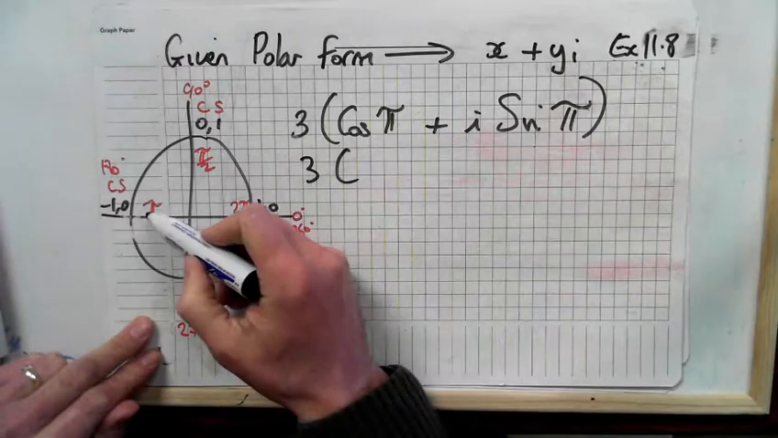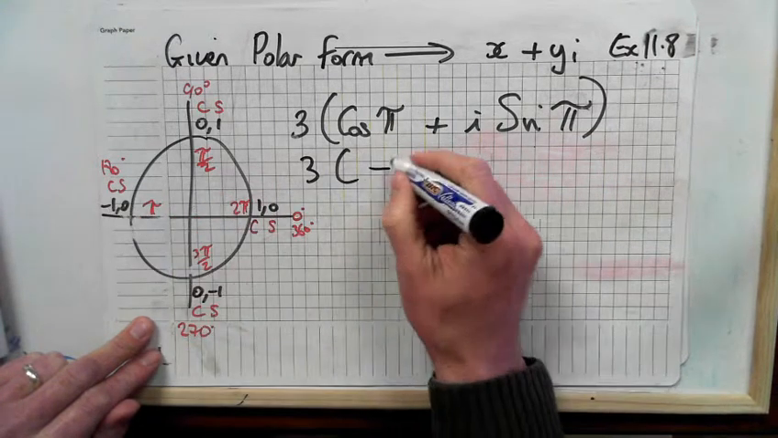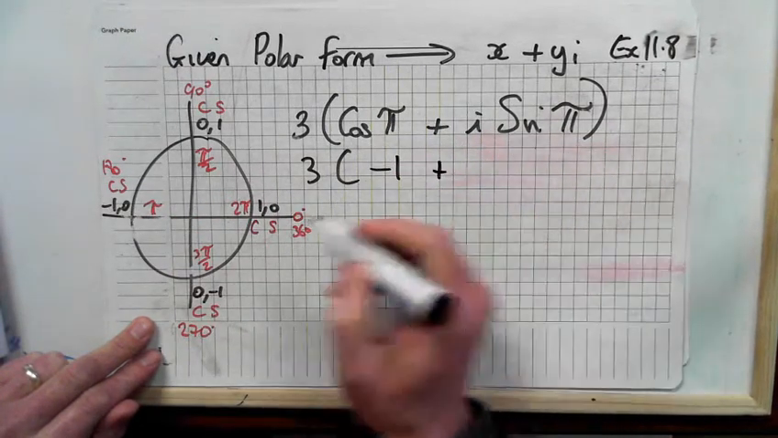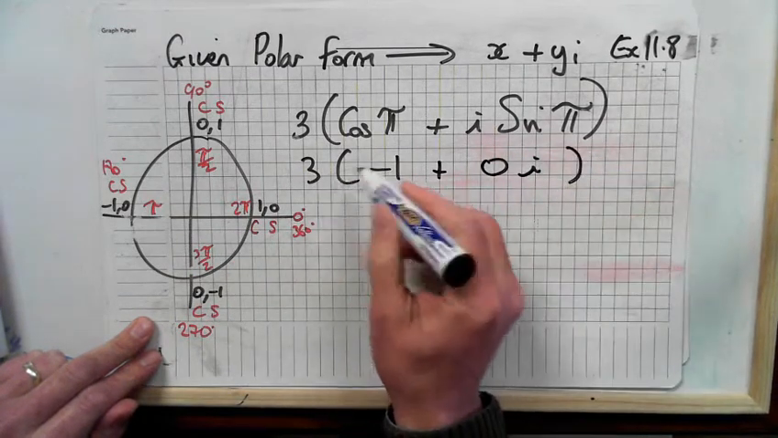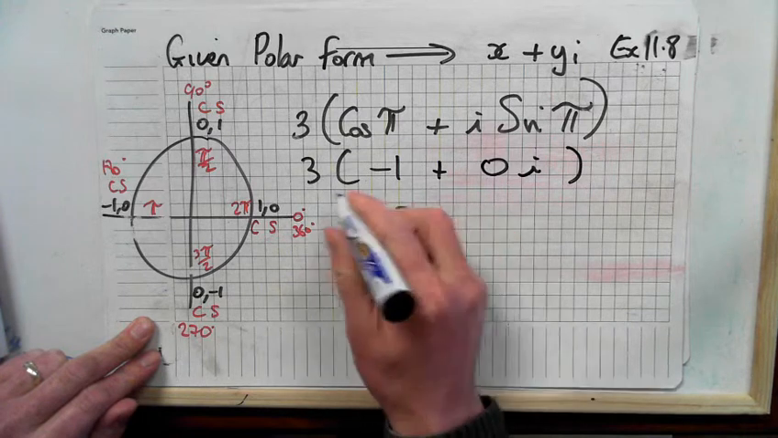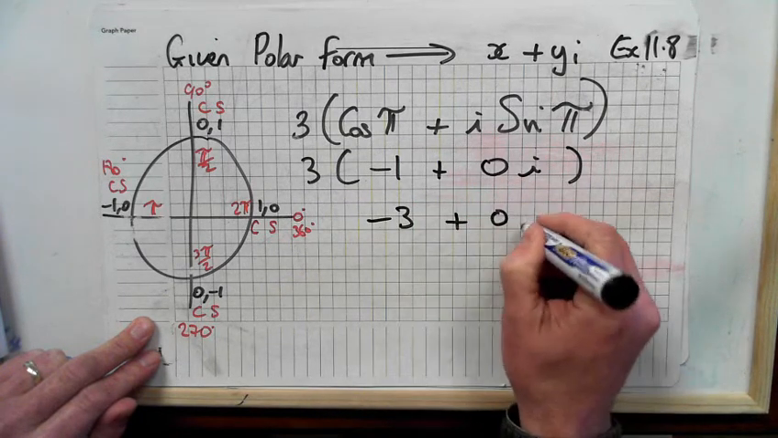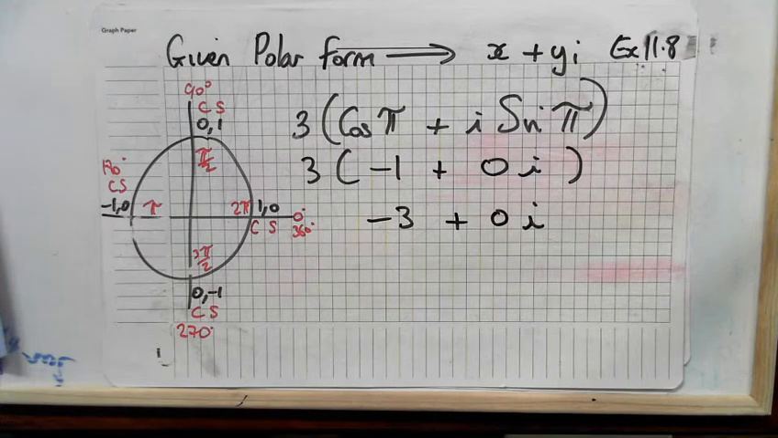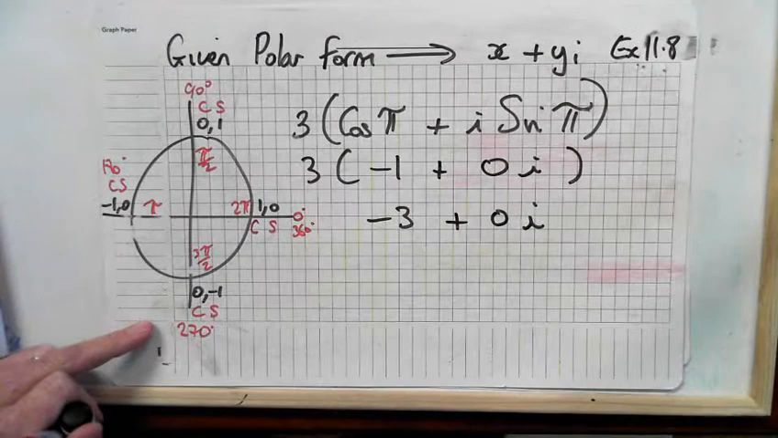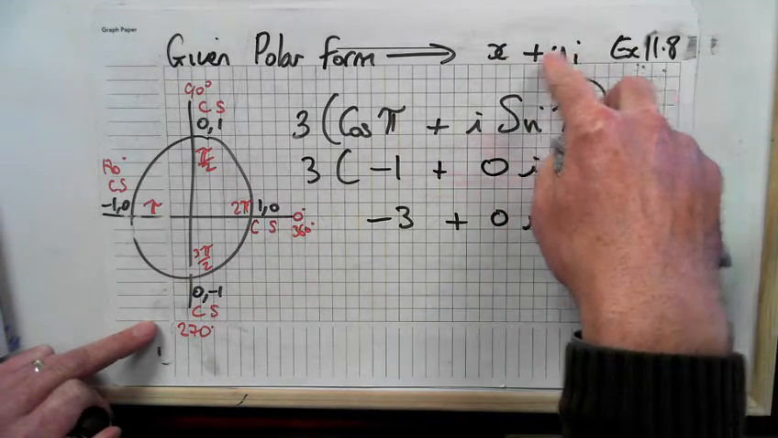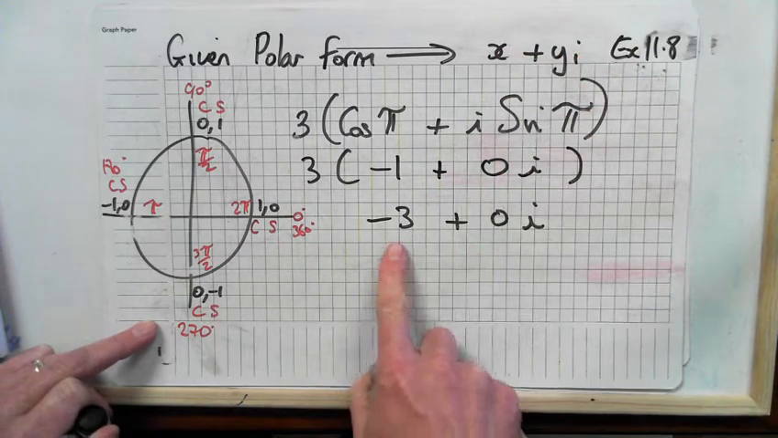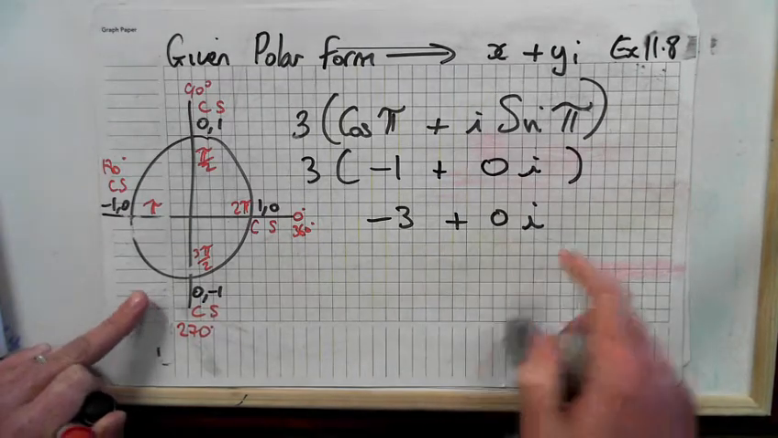So the cos of pi is minus 1, plus sine of pi, 0. I multiply: 3 times minus 1 is minus 3. 3 times 0 is 0. So x equals minus 3, y equals 0. Does that mean x equals minus 3 and y equals 0? Where do you see x? At the top. Oh yes, sorry. That's in complex notation form, real and imaginary.